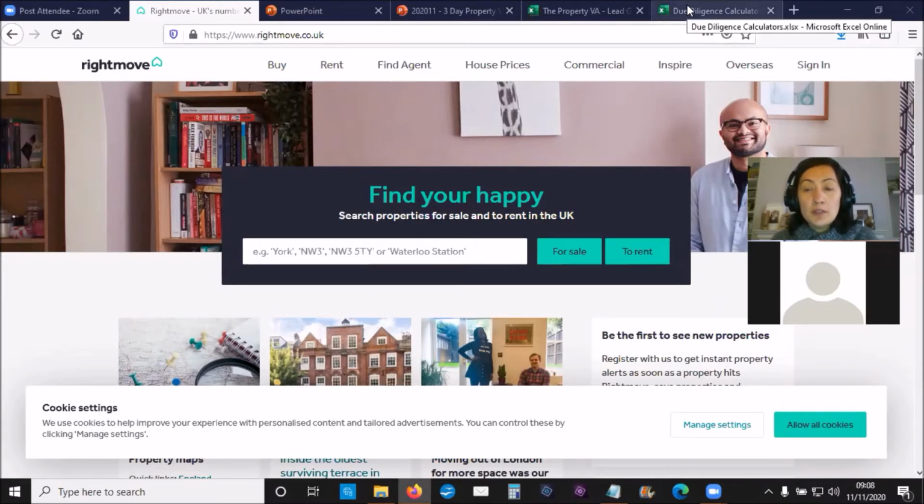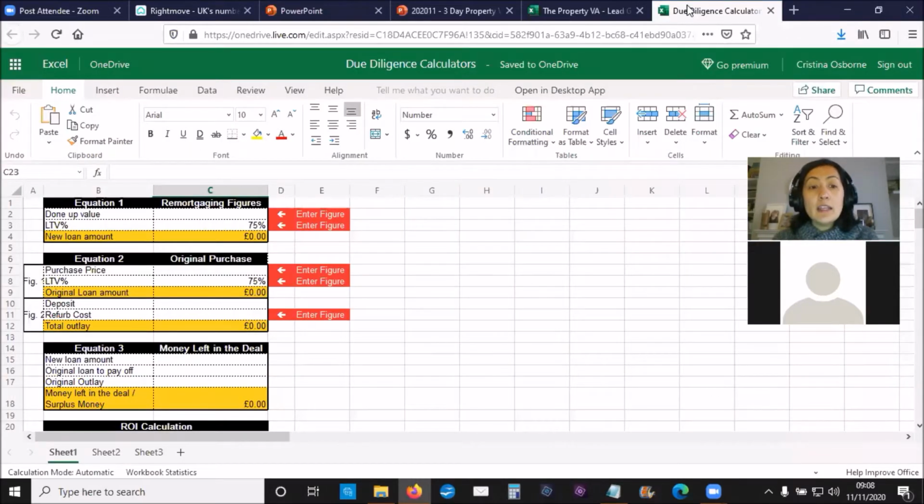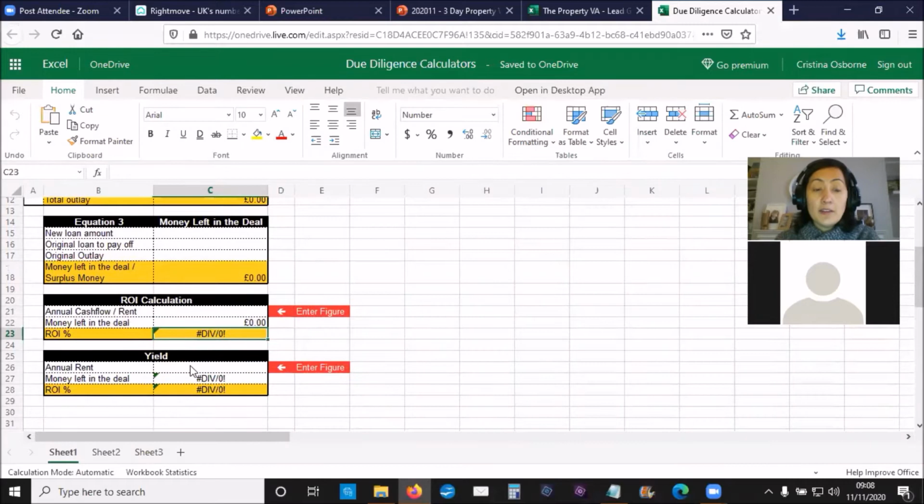Okay, so when you open your due diligence calculator, it should look something like this. What you've got here are separate boxes with equations. At the very bottom is the easiest one to calculate, which is the yield. All you need to know is the annual rent. You don't need to work out the cash flow. And the money left in the deal, that's fine. ROI, which is the cash flow this time, and then money left in the deal.